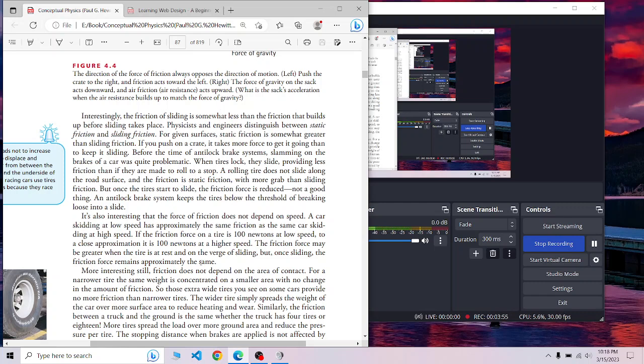It's also interesting that the force of friction does not depend on speed. A car skidding at low speed has approximately the same friction as the same car skidding at high speed.